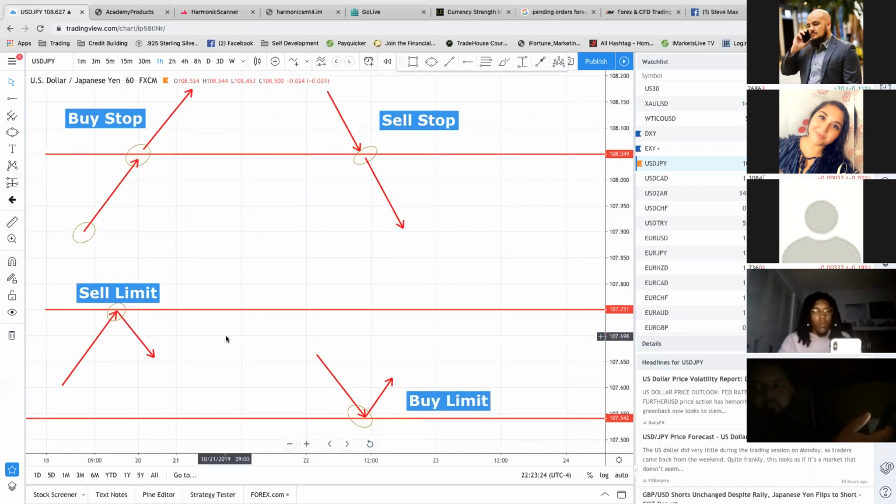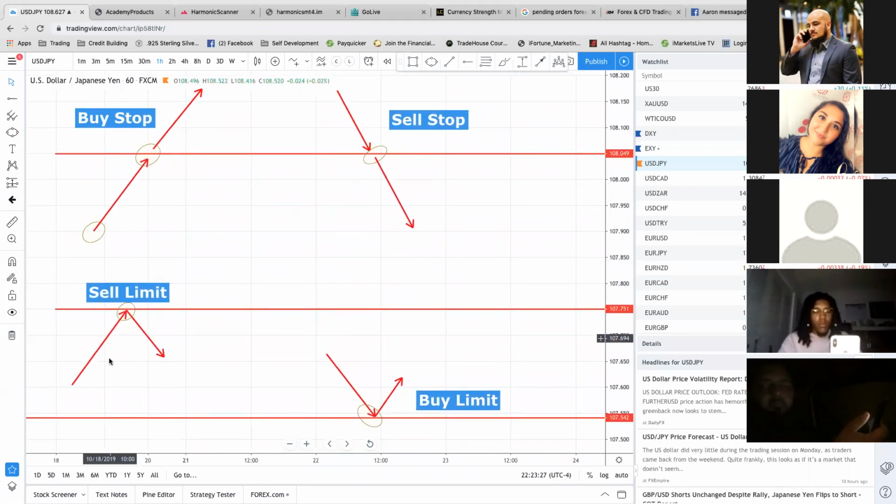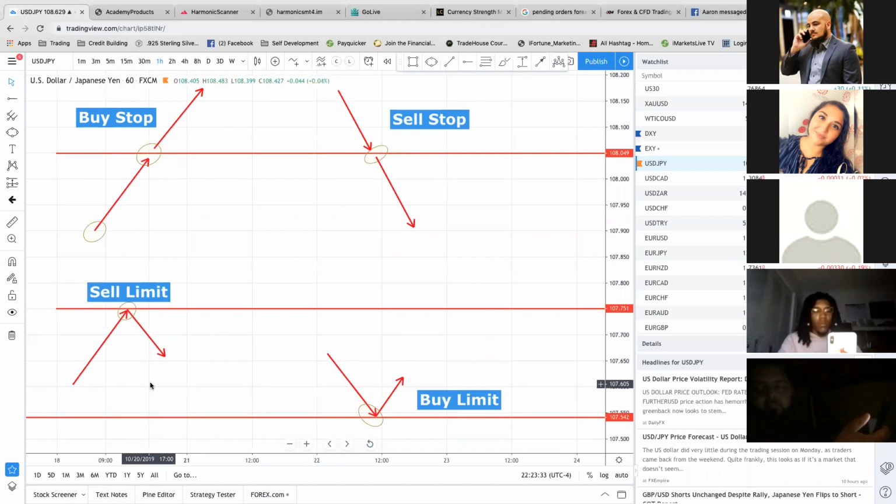So a buy stop is a continuation. A buy limit means it's bouncing off of a certain price. A sell stop is a continuation. A sell limit means it's going to hit a certain place and then drop. Okay? Awesome. So remember this, guys.